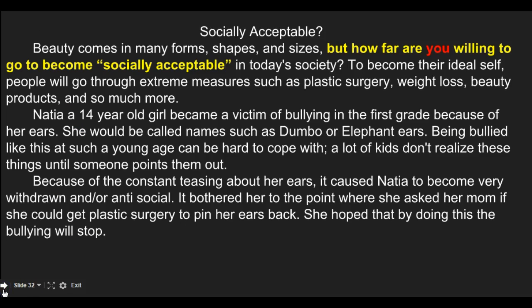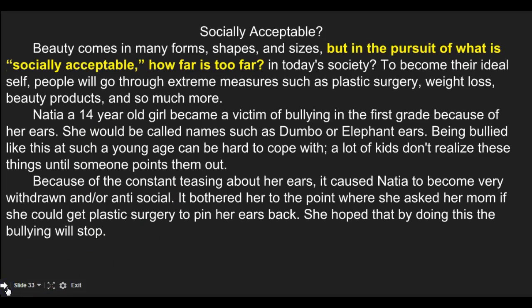So how does that look? Well, here's one that did a really nice job of looking at the general principle, the background, and then going into a specific example that gives that principle. So this person says, beauty comes in many forms, shapes, and sizes, but how far are you willing to go to become socially acceptable in today's society? To become their ideal self, people will go through extreme measures such as plastic surgery, weight loss, beauty products, and so much more. And then goes on about Nadia, a 14-year-old girl who became a victim of bullying and goes to plastic surgery. Well, the you is very subtle in this, but it still doesn't belong here.